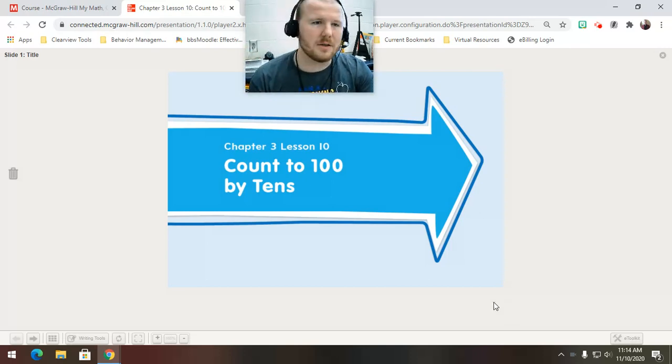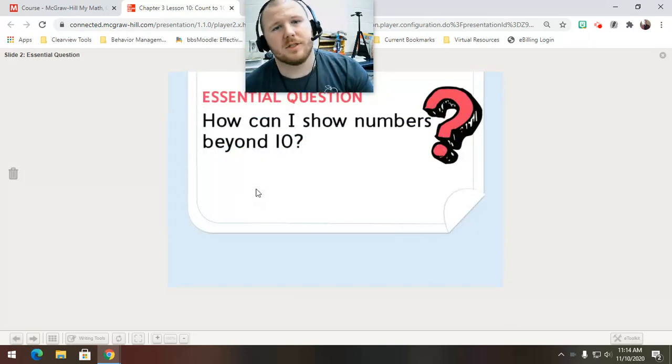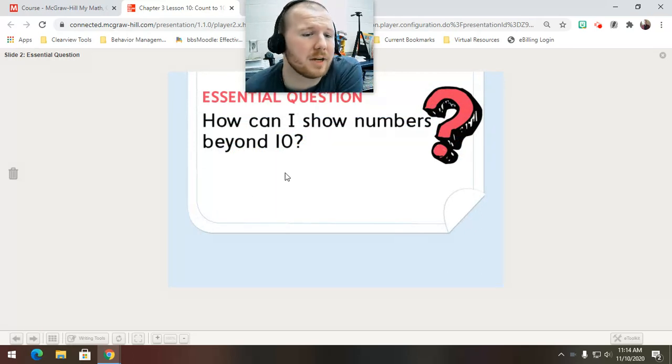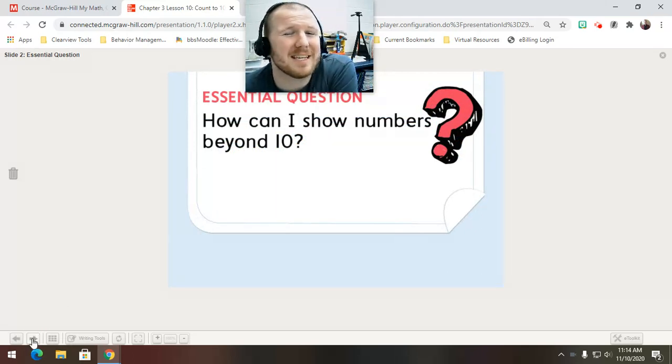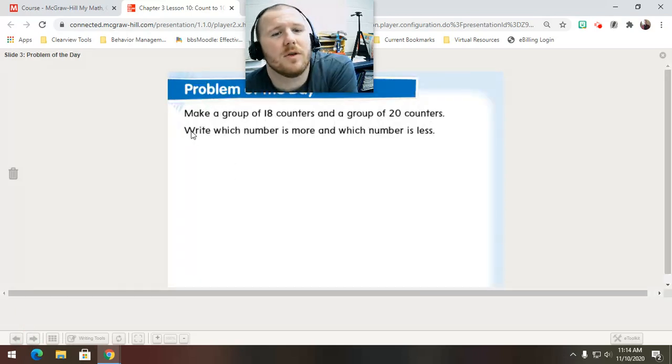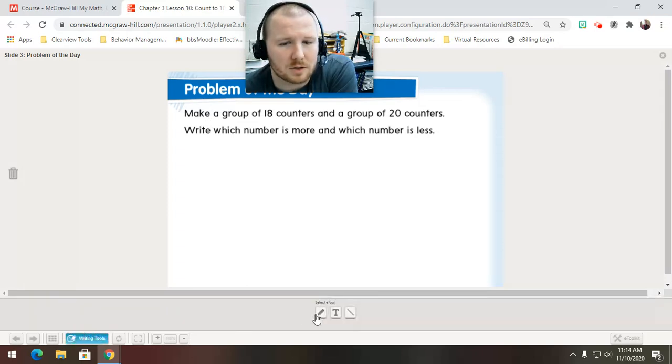Okay, so let's go ahead and check out our main question. So how can I show numbers beyond 10? Once we get past 10, numbers start getting bigger, so we need to find some easy ways to use them. This problem of the day says make a group of 18 counters and a group of 20 counters. So let me go ahead and just do that right quick. And let's do blue. I like blue.